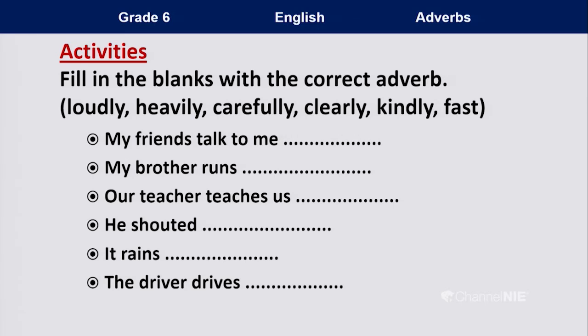Okay, we will read. My friends talk to me. My brother runs. Our teacher teaches us. He shouted. It rained. The driver drives. So, by looking at the action, they can guess the adverb from the list given. That's right. Children, ready?